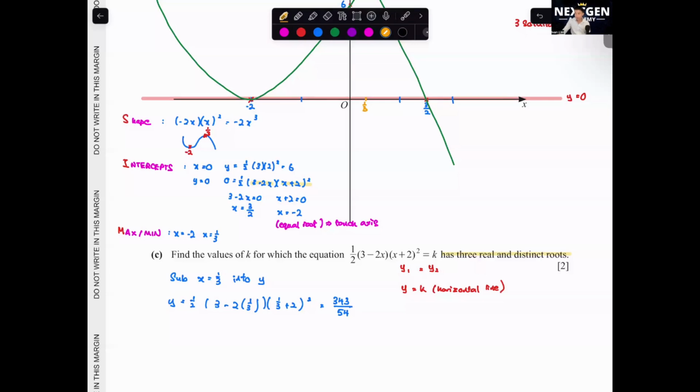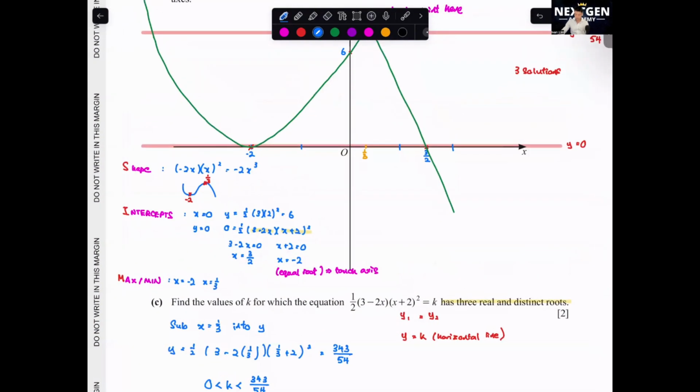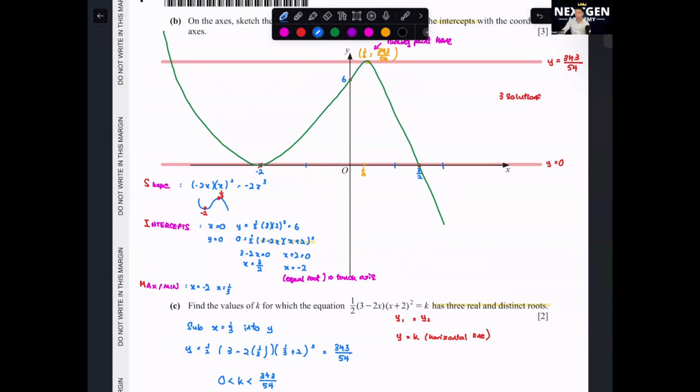How do we express our final answer? What is the k value? Find the values of k. It will be in between 0 and 343 over 54. Okay, actually better don't convert, because you will need to round it up. So we just leave it as 343 over 54. Okay? Any question for this part here? This is question number 2. Now if you all can do question 2, can you all type 2? Okay, 2.